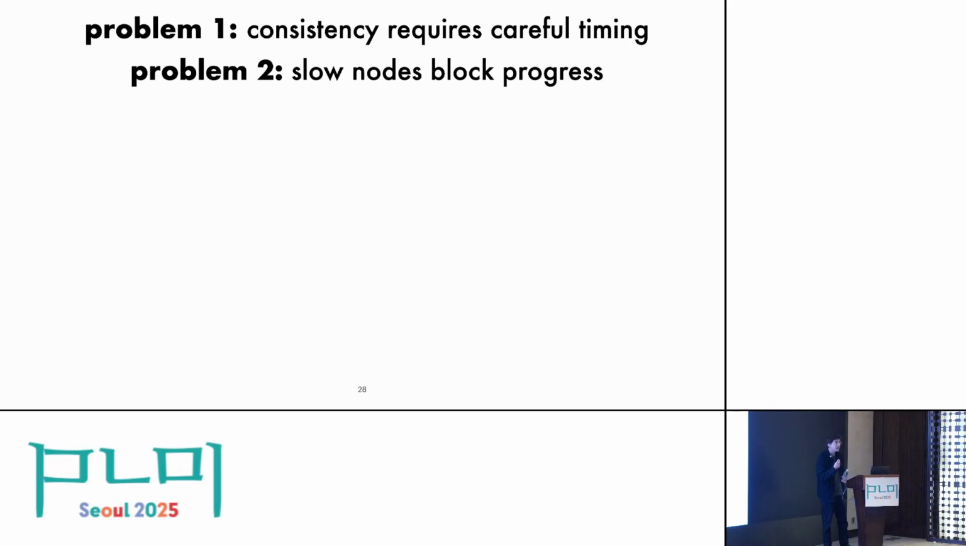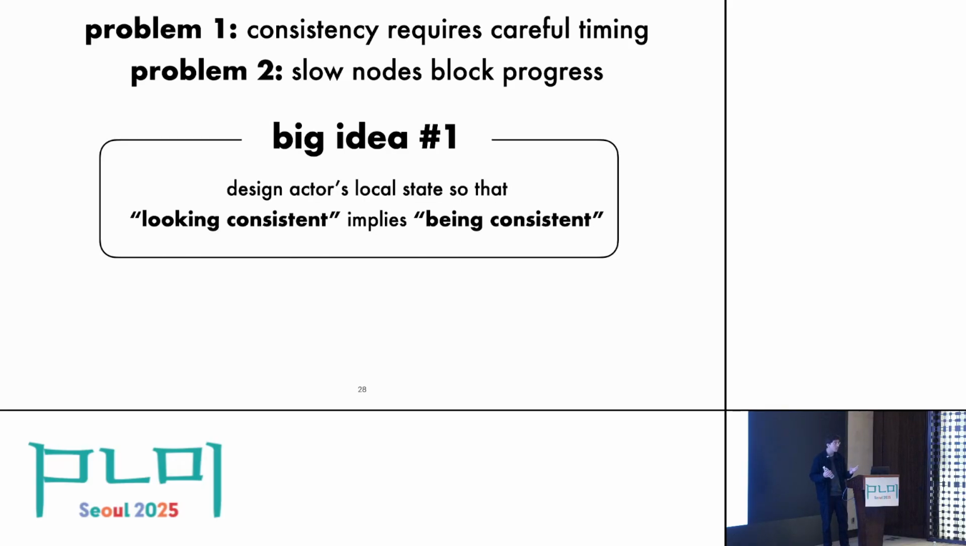So here's the key idea. One of the big ideas of this work is that instead of trying to time everything so that we're going to get consistency, we're going to add information to each actor's local state so that if something looks consistent, it turns out it is consistent.